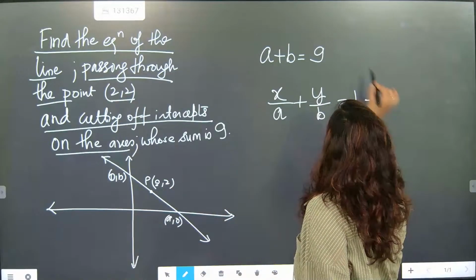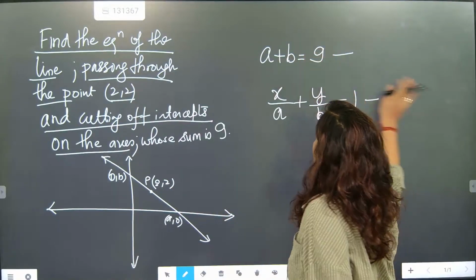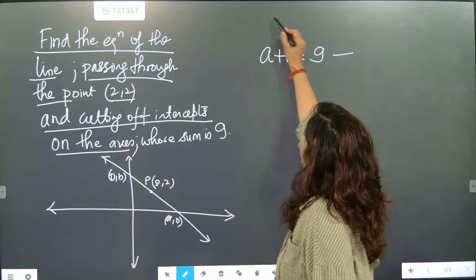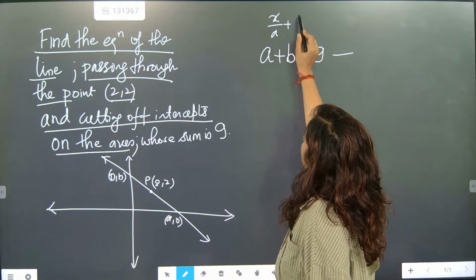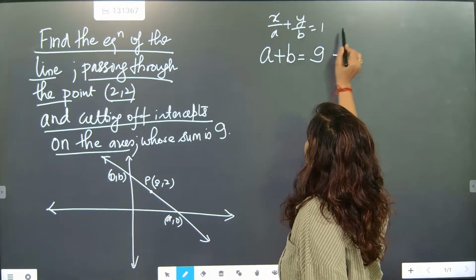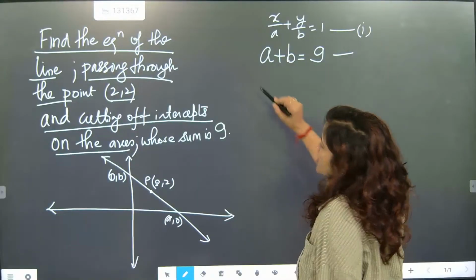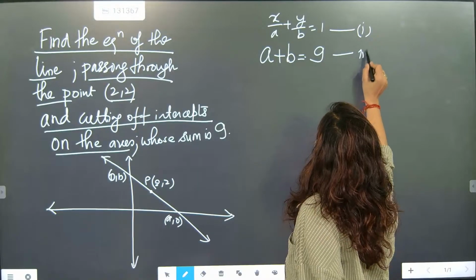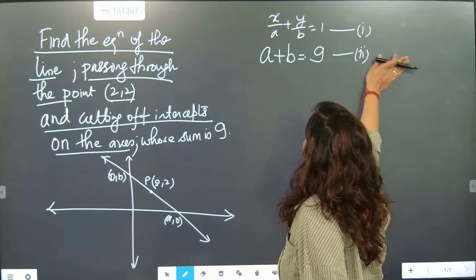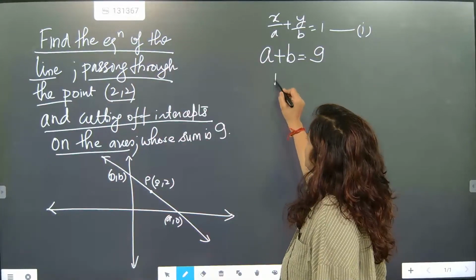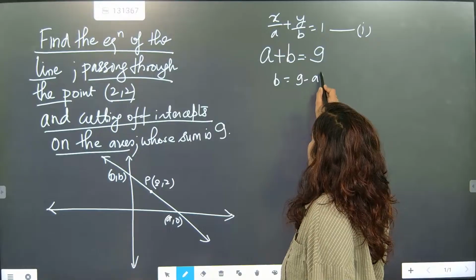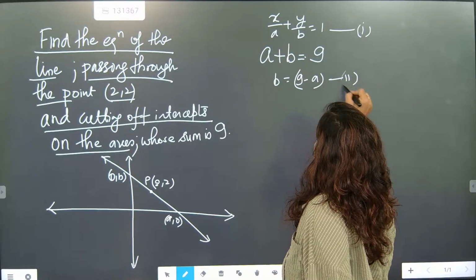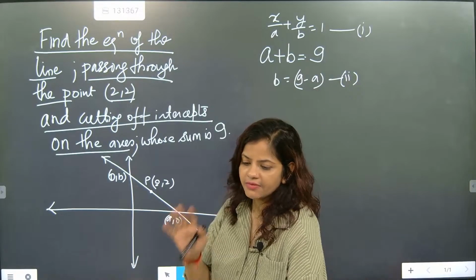Now look here very carefully. This is exactly your equation. So first we will write the equation of the line, x by a plus y by b equal to 1. This is your equation of line. Now the sum of the intercepts is given as 9, so we will take it as equation 2. So b can be written as 9 minus a.